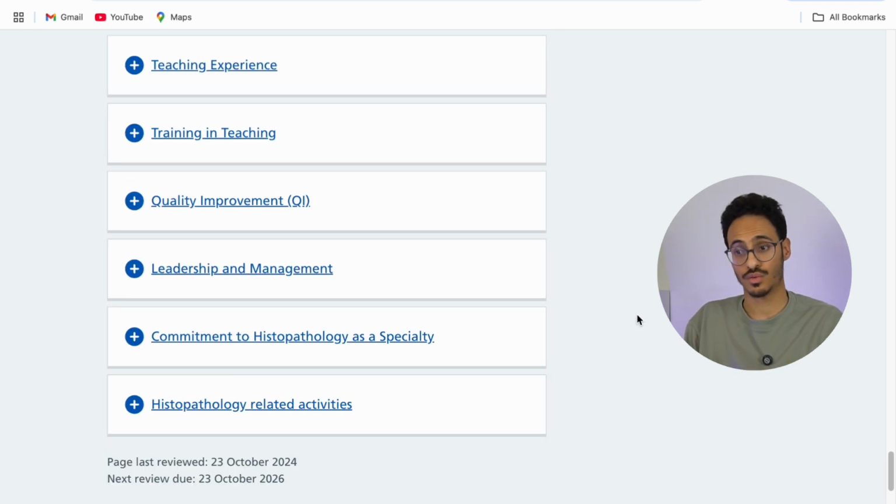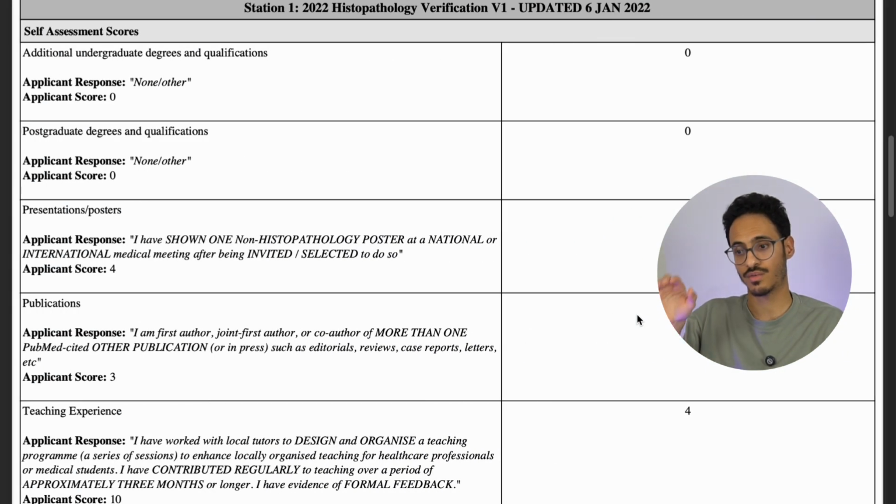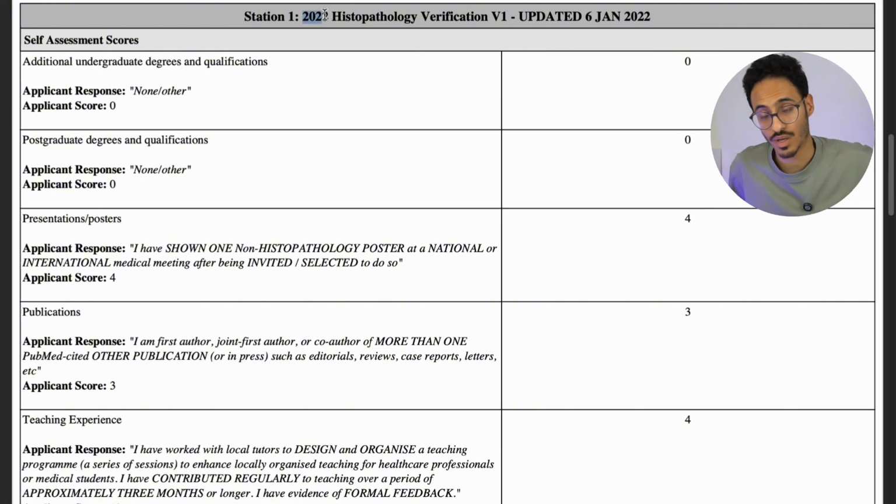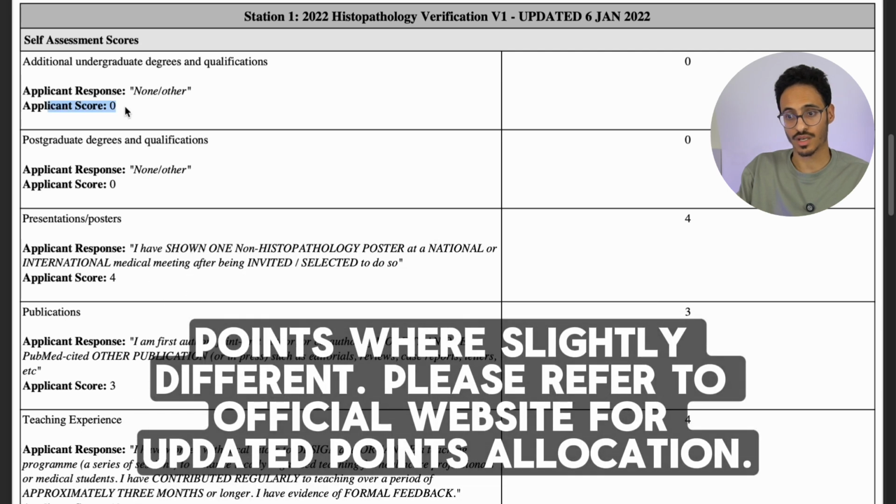So that was a quick run through of the self-assessment score. I encourage you to go to the website and read every single domain and see what applies to you. Now let's go to my own self-assessment score. This is my self-assessment score from 2022. This is where I scored: the applicant score is what I gave myself, and then this is what the panel decided I deserve.